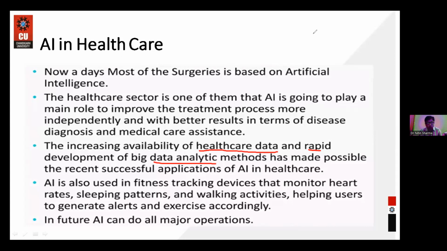So AI is also used in fitness tracking devices that monitor heart rate, sleeping patterns, and walking activities. That helps a user generate alerts and exercise accordingly. We do have smartwatches with us now, and almost everybody has one and uses it for daily monitoring purposes. In future, AI can do all major operations.